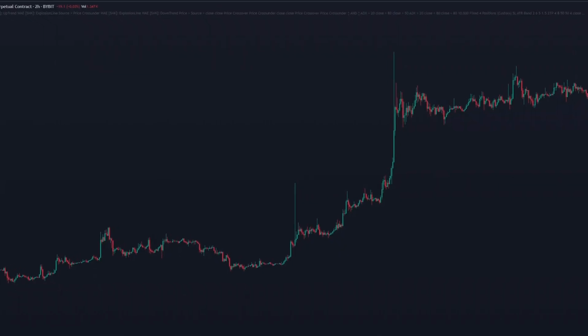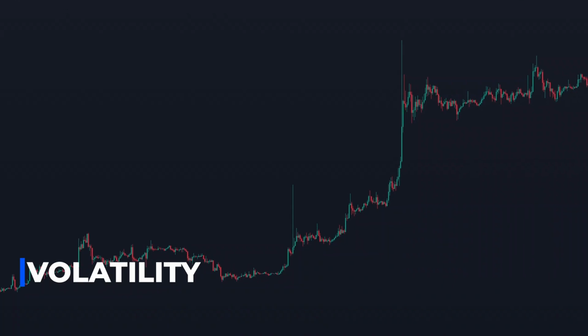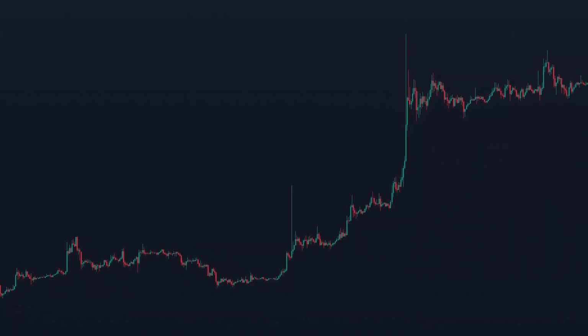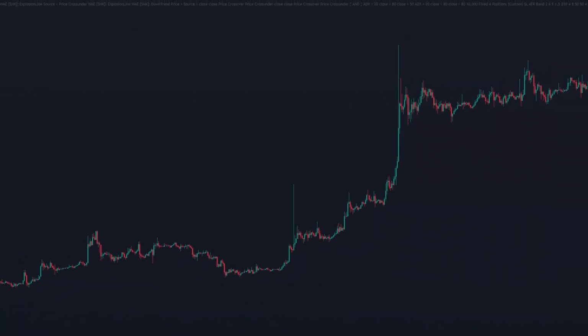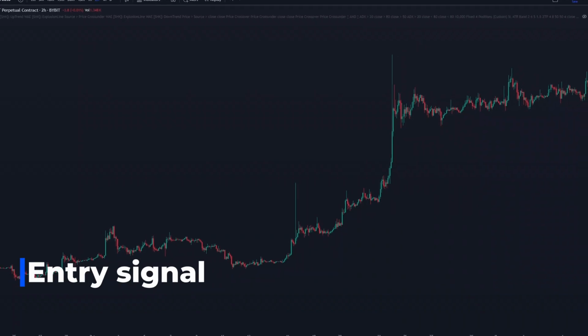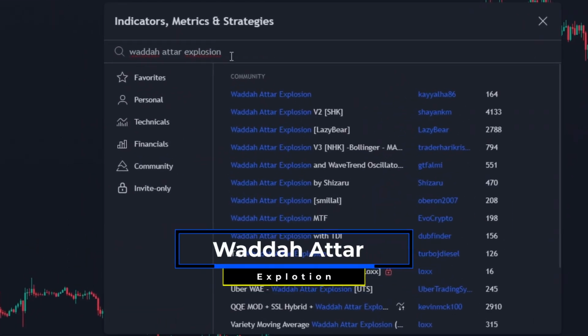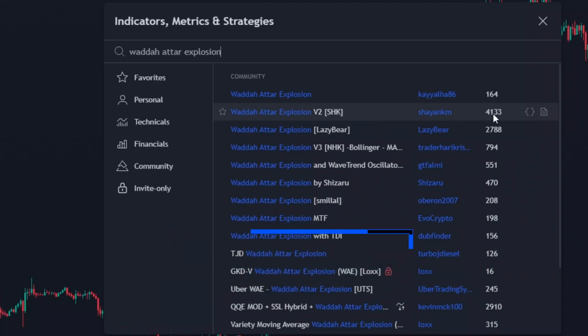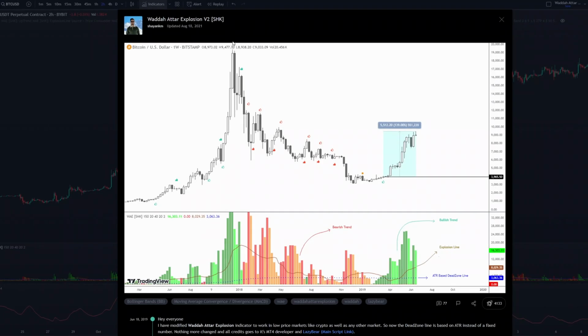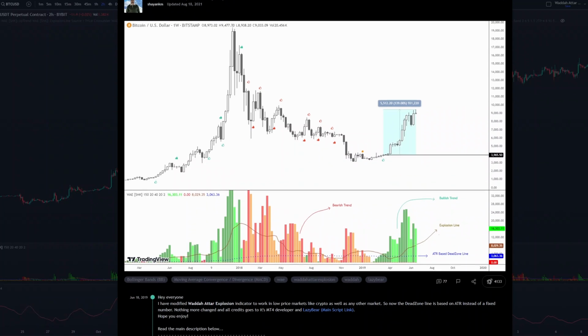Today's strategy will be based on volatility, and we will use a famous indicator that typically is used as a confirmation, but why not try to use it as an entry signal? Open the indicator session and type WADA ATR Explosion, and open this one by Cyan KM. This V2 indicator is a modified version of the WADA ATR LazyBear indicator. This should work better with the crypto market.